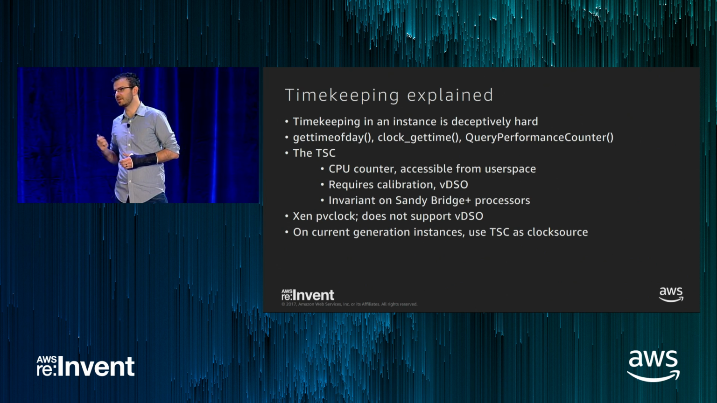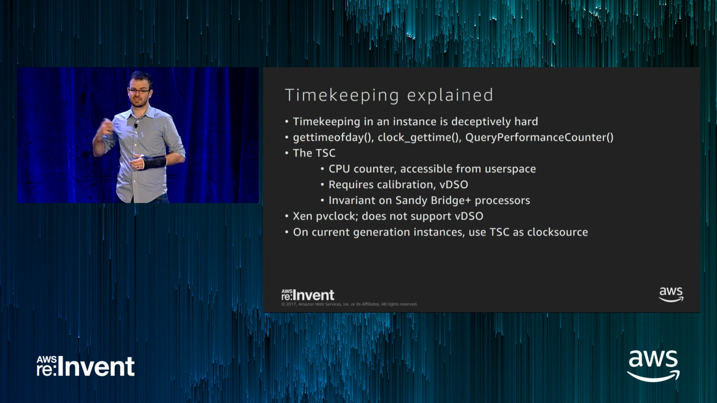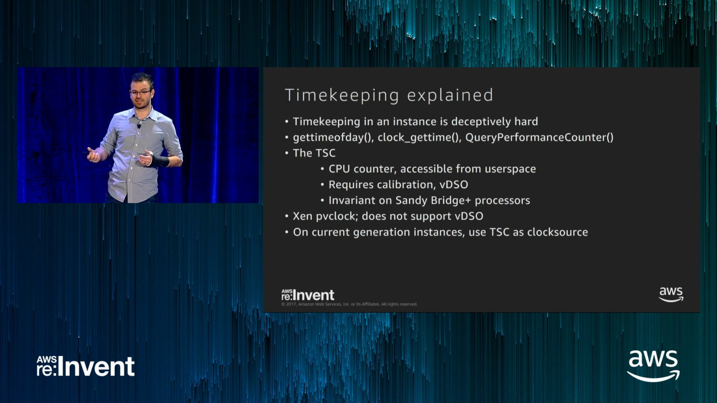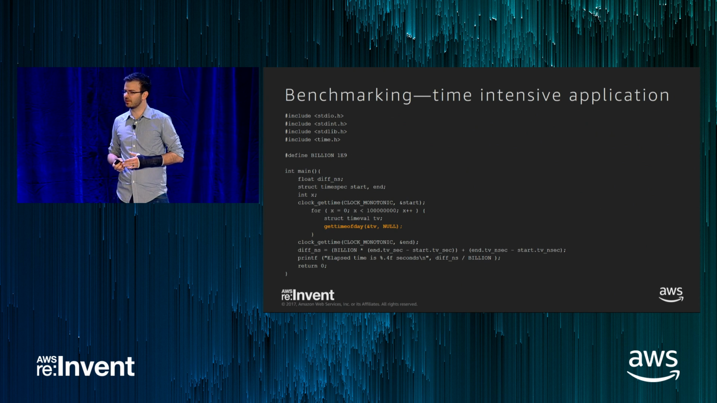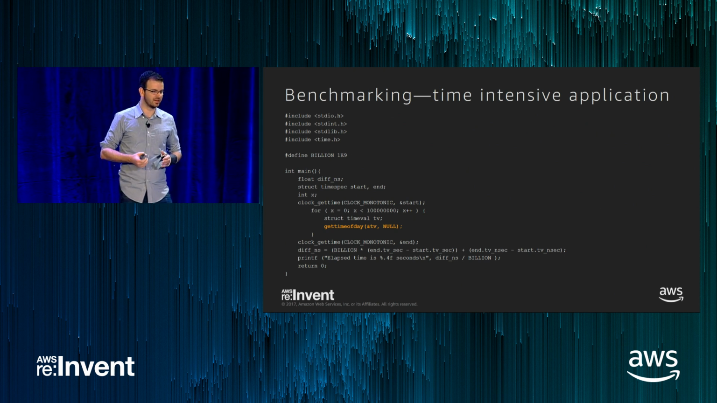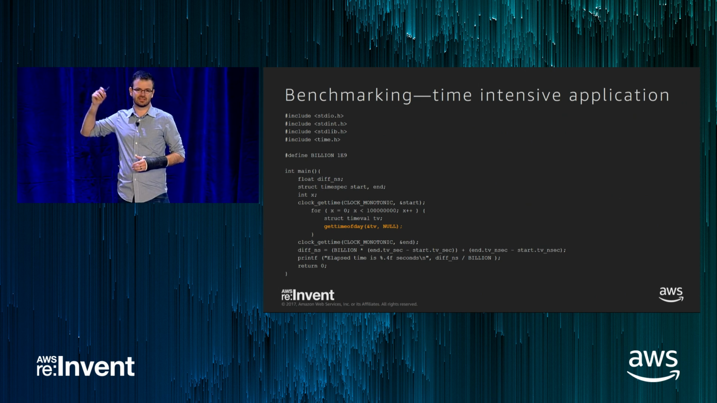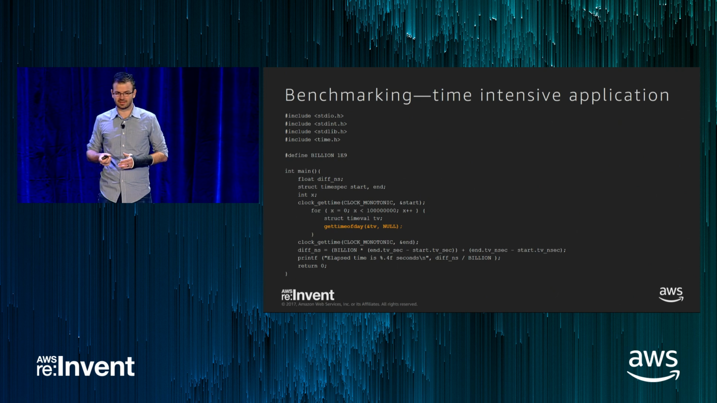What it means is that your timekeeping operations, or the system calls that are using the clock, will now be handled by a piece of physical hardware on your CPU and not the hypervisor, which is going to be much, much faster. To show you an example of this, I wrote a really simple application. It just does a loop where it does gettimeofday 10,000 times, or even more than that.